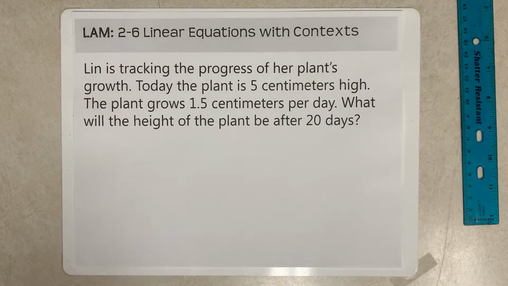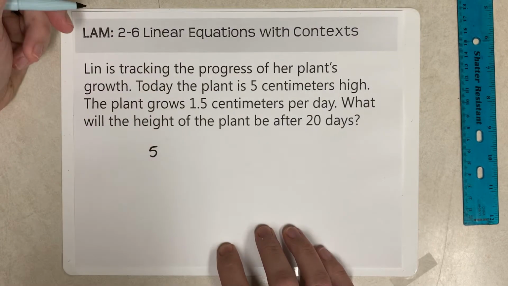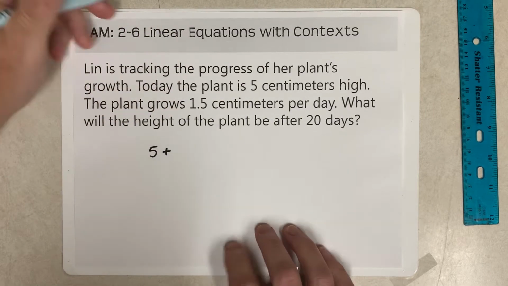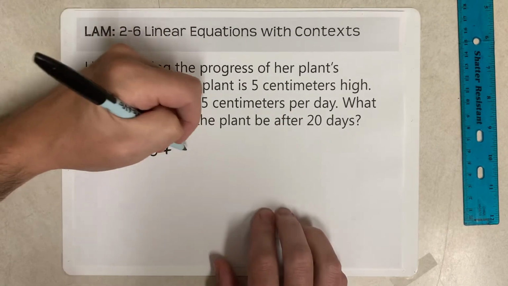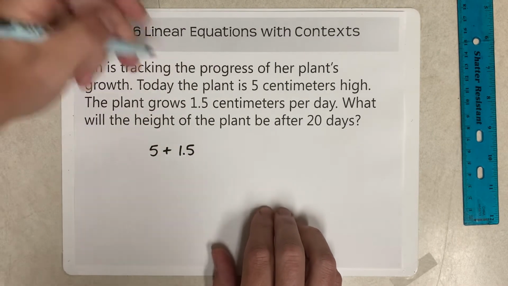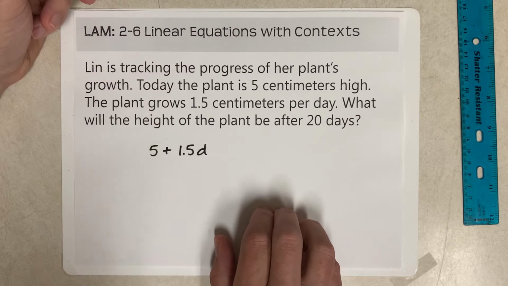All right, this one says, Lynn is tracking the progress of her plant's growth. Today the plant is 5 centimeters high. The plant grows 1.5 centimeters per day. What will the height of the plant be after 20 days? So the plant's already 5 centimeters high. Then every day, plus, she gets another 1.5 centimeters per day, and per is a rate. So that's going to be 1.5, and then let's use D to stand for the number of days. And we want to know what the height will be after 20 days.